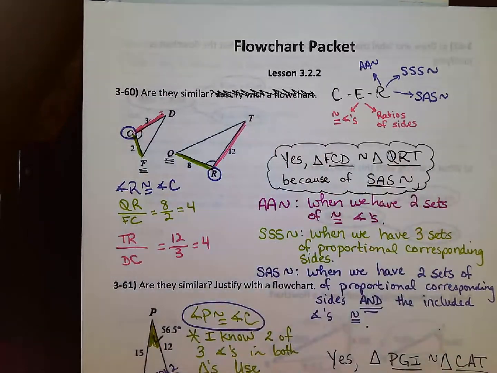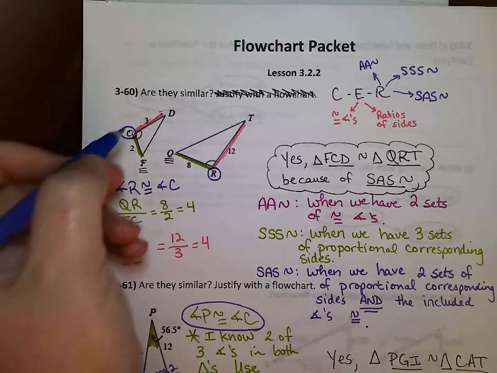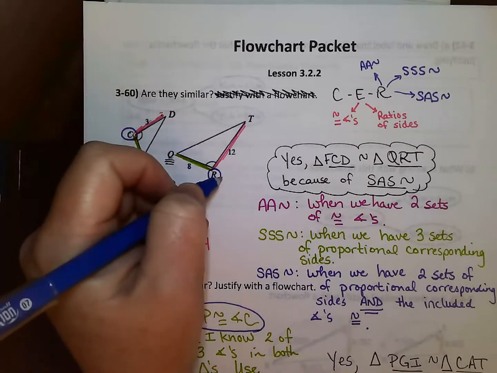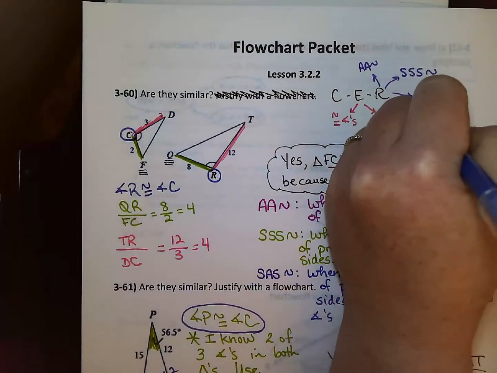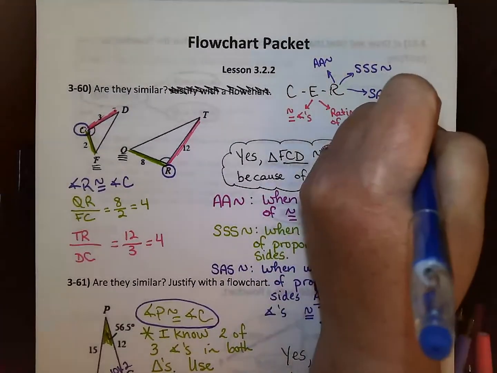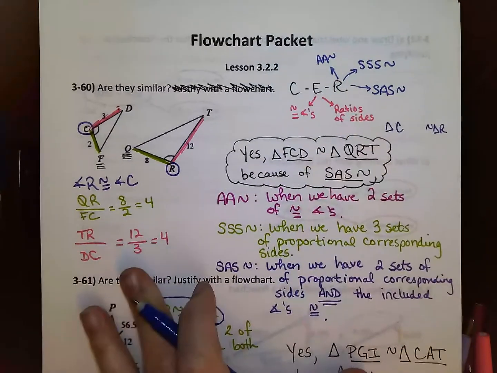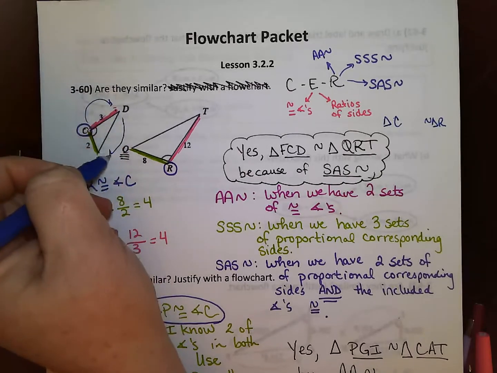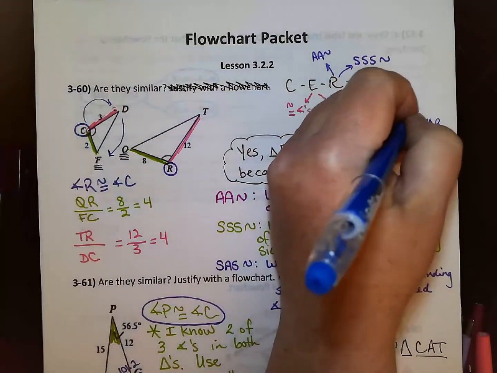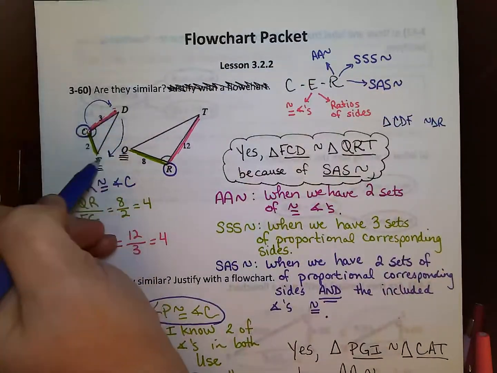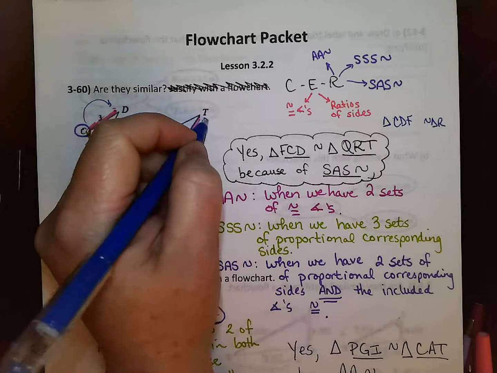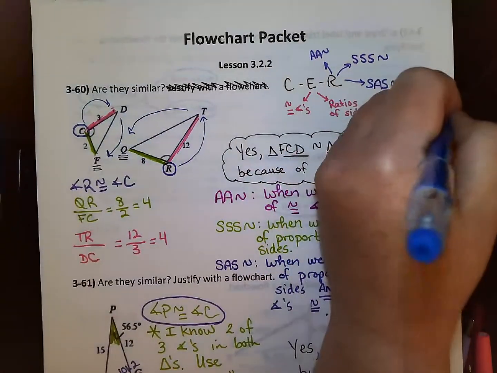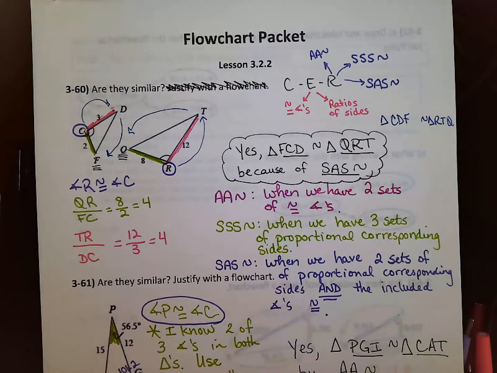So that order matters. But what if I go in a different order? What if I start with C? C corresponds to R, so C and R are in the same spot. And I could go from C to D to F, going down the pink side and then the unmarked side. So R to T to Q is another way I could write this.